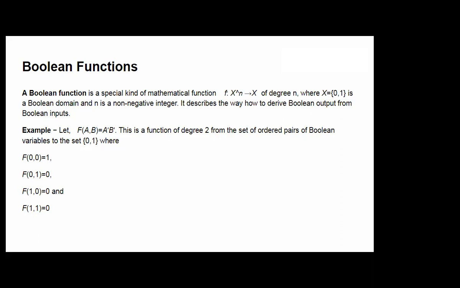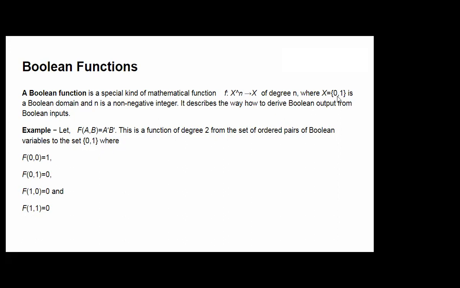Like the example given here: f(a, b) is equal to a dash b dash. How the function is defined here is a dash b dash. This is a function of degree 2 from the set of ordered pairs of Boolean variables to the set {0, 1}.